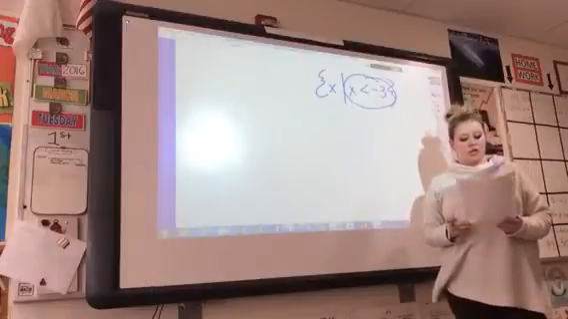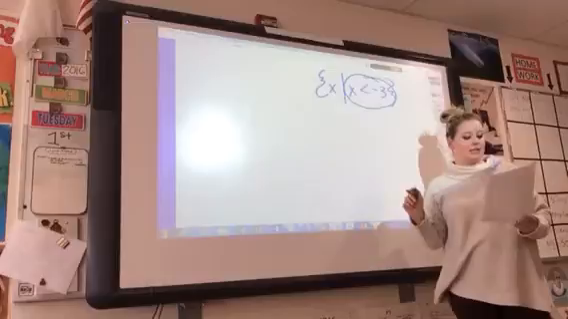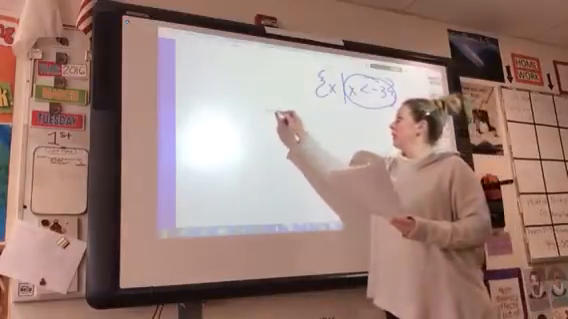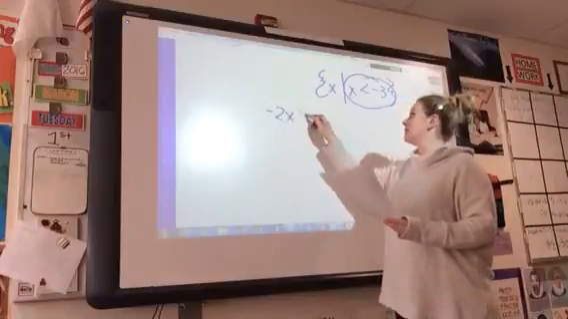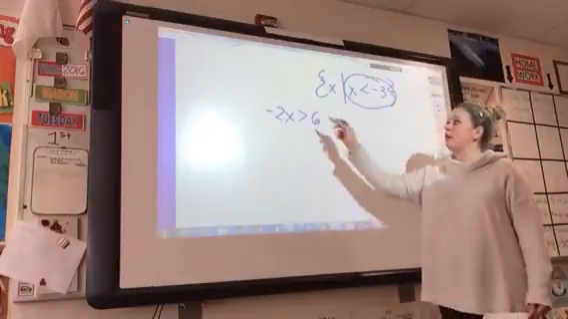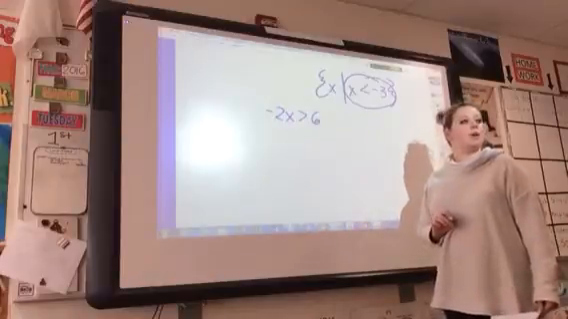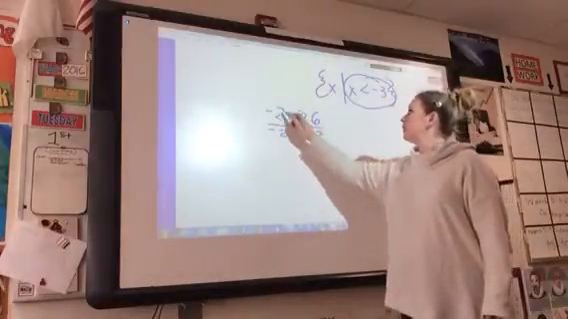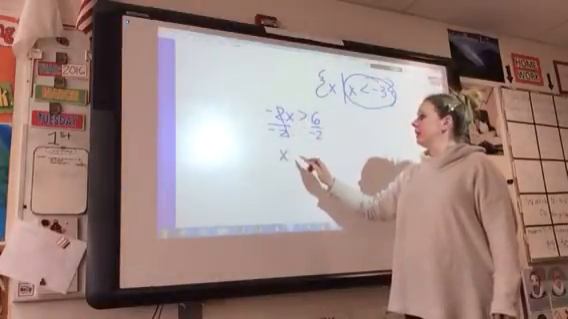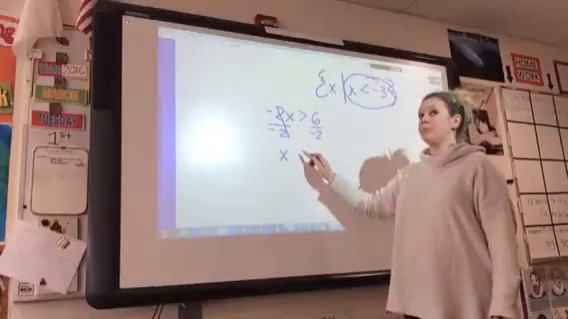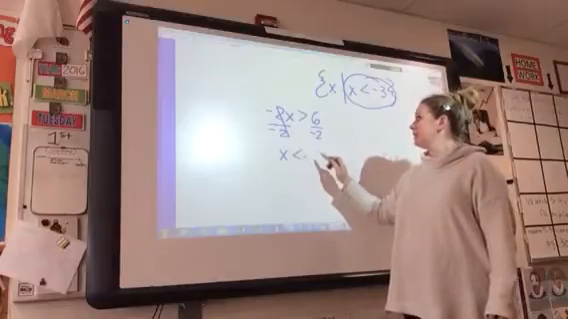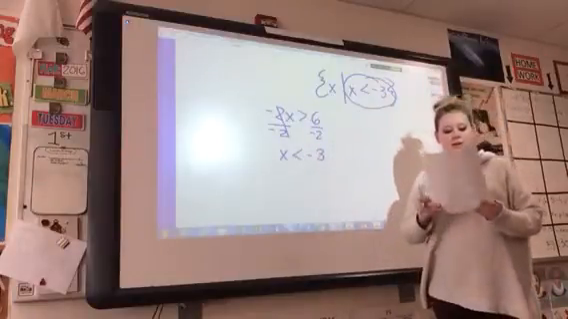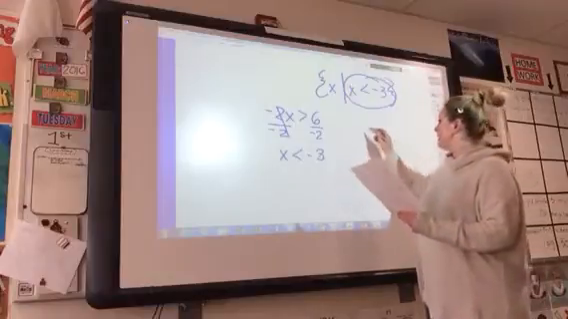Okay? But it says which inequality does not have x is less than negative 3. So you might want to solve each one here to see which one does not give us x is less than negative 3. So if I were to solve this one, what would I do? Divide by negative 2. Do we flip the symbol? Flip the symbol, so x is less than negative 3. So is that correct? Yeah, that's the same, so that's not our answer.